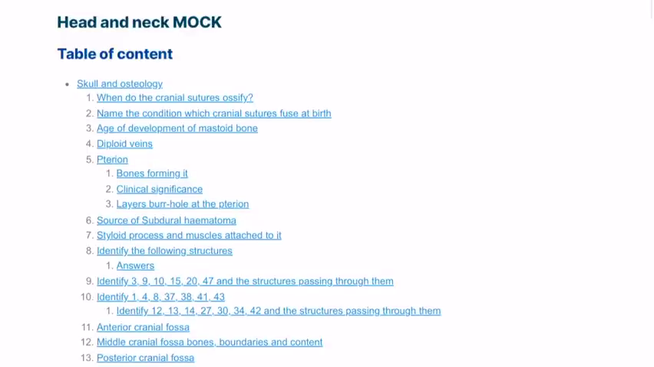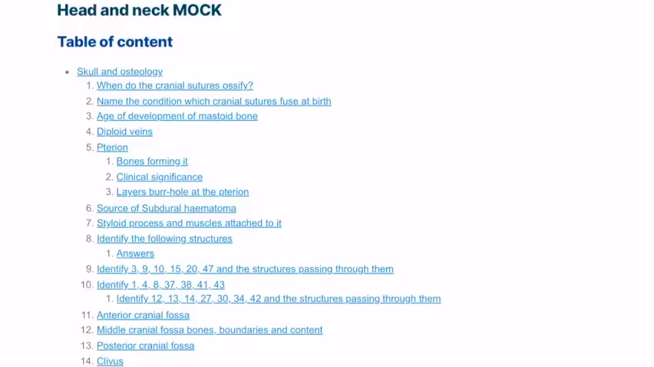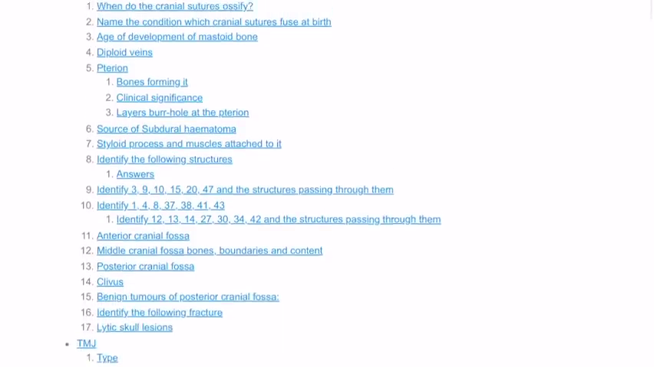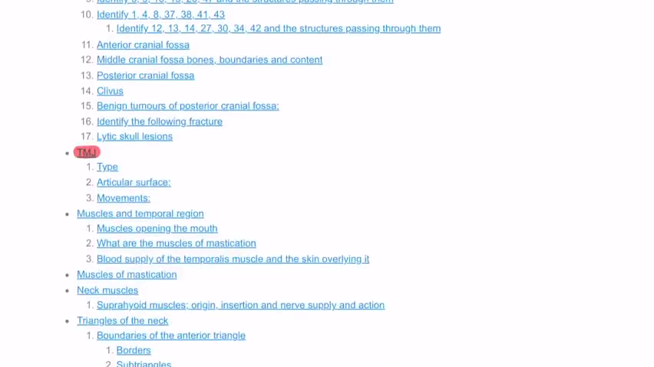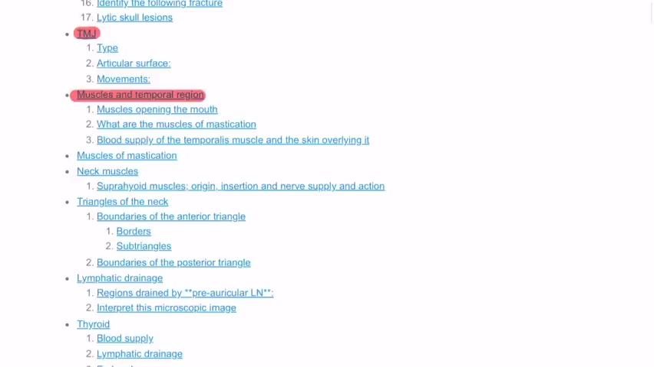So this is my table of content. The book starts this way: table of content, and it has all the structures, all the parts that need to be covered in the head and neck, as you can see here. Starting by skull osteology, you have many questions, around 17 questions, and then the temporomandibular joint is a little bit related to it as well, and then muscles of the temporal region, and then muscles of mastication.